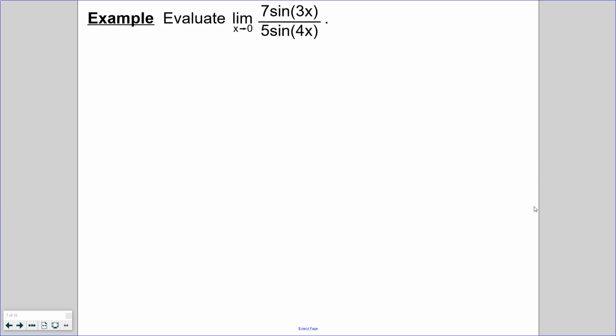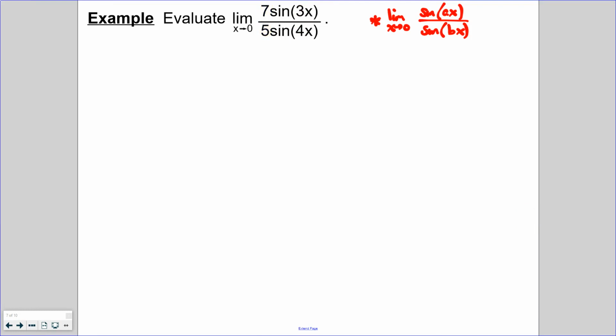All right, next up, we have a new identity we're going to be using here. So we're going to evaluate the limit as x approaches 0 of 7 times sine of 3x over 5 times sine of 4x. So this looks like the identity, the limit as x approaches 0 of sine of ax over sine of bx. And if we look at our limit, the limit does approach 0, so that's good. We do have an a and a b, so that's good. But the issue is this whole 7 and 5 in the front.